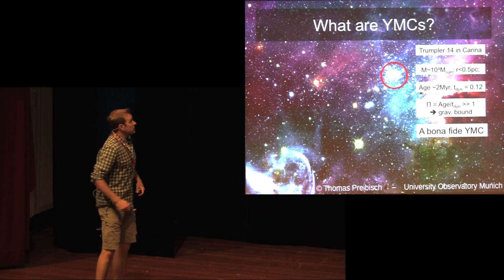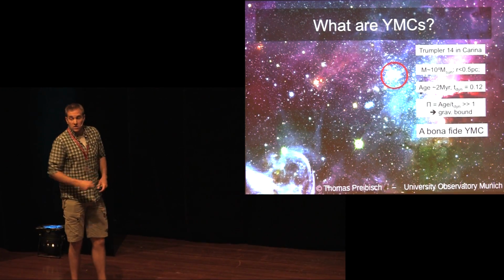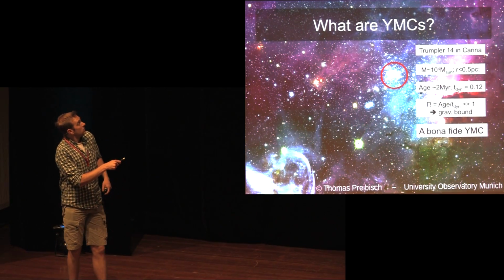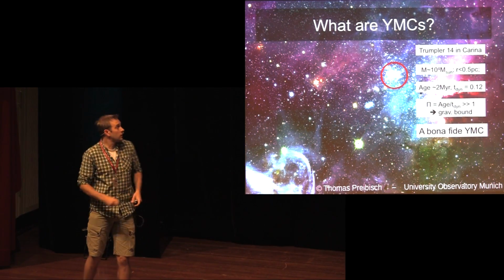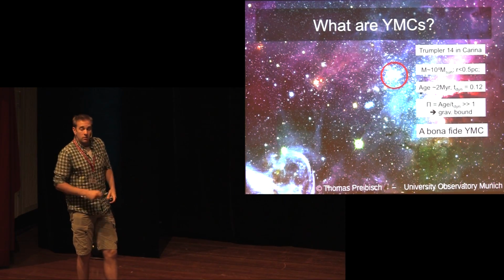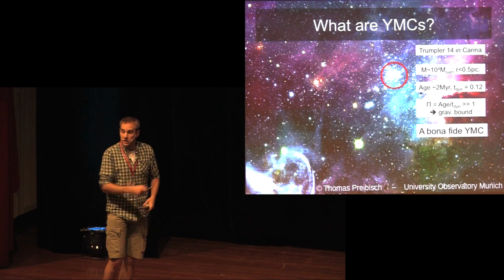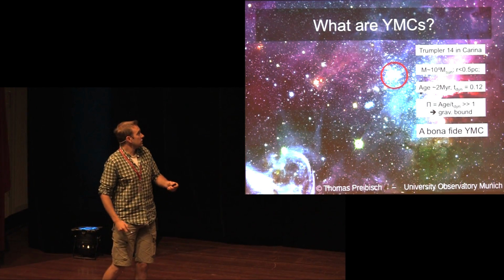So this is a stellar cluster with 10 to the 4 solar masses in a radius of less than half a parsec, 2 megayears old. The dynamical time, so the time it takes a star to cross from one side to the other, is only 0.12 megayears. So from that, using this ratio of these two numbers, we can tell that it's gravitationally bound. So this is a bona fide YMC.